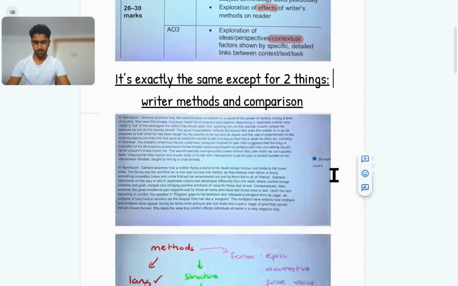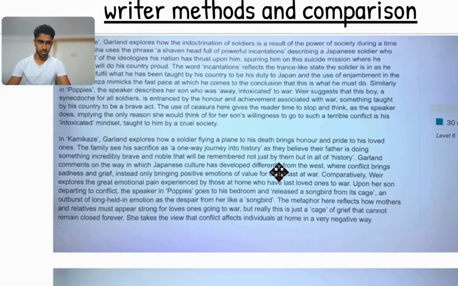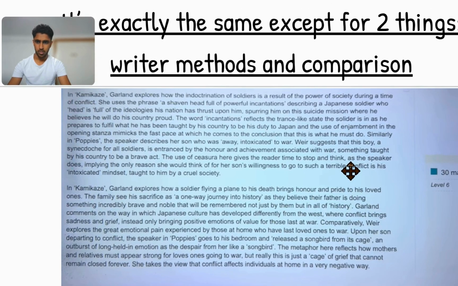So this is a grade 9 response. It got 30 marks out of 30. This is what you want to get. I'm going to show you how you can get here. So let's look at it. Let's break it down so then you can copy and replicate.